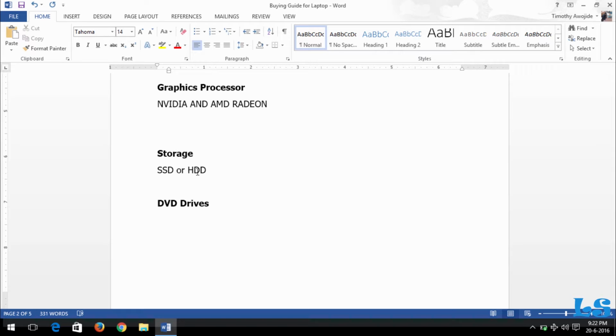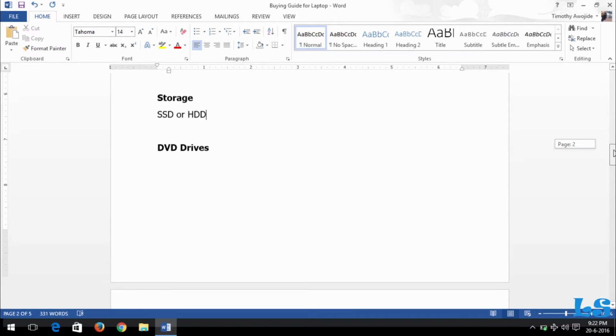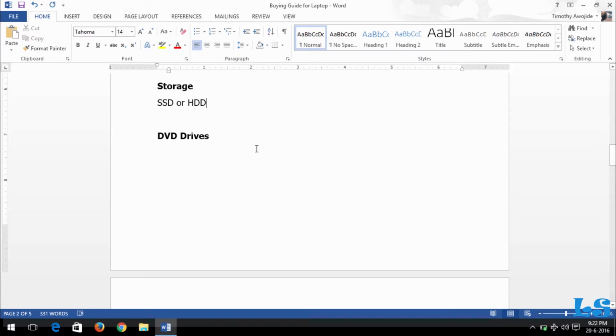Now, also, you need to check in part of the specification the availability of DVD drives. Most laptops these days don't come with DVD drives, though some do come with it. So if you are in need of a DVD drive, you need to specify this in your specification.